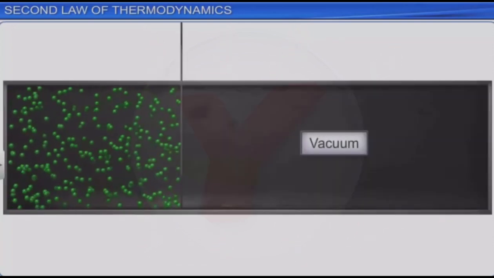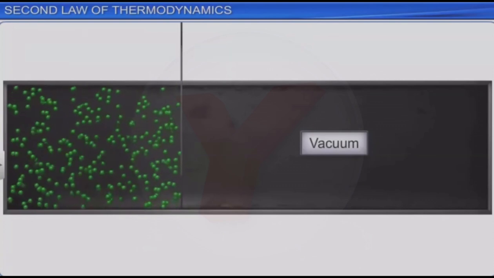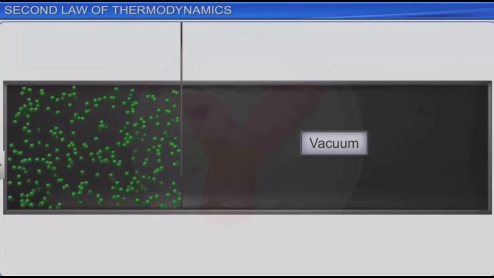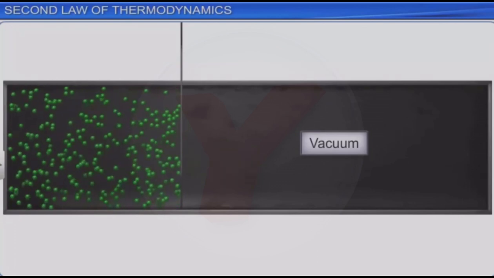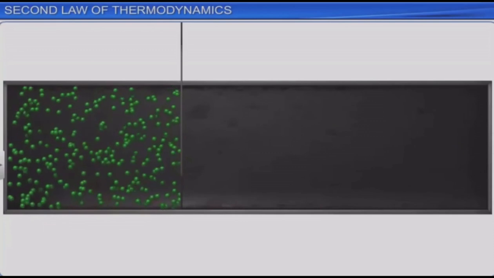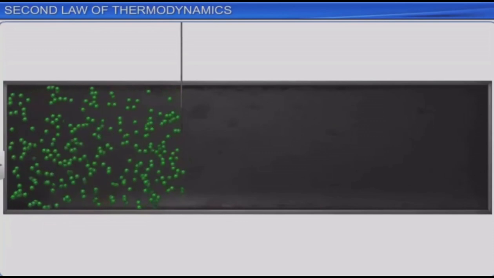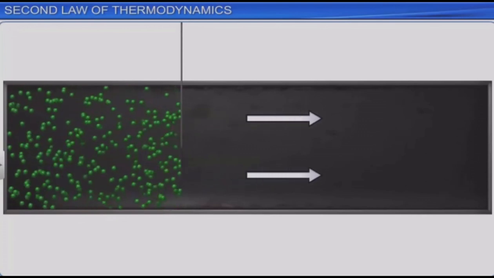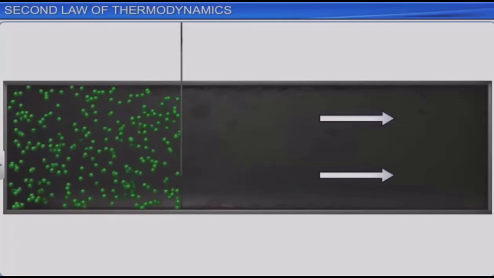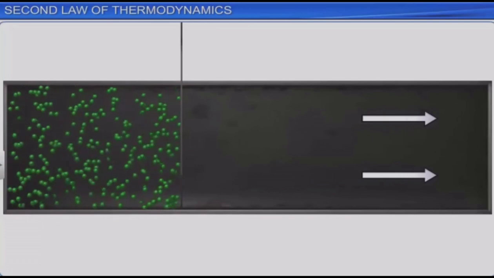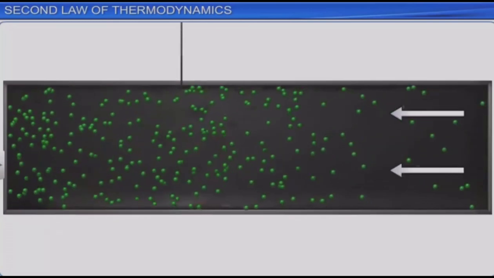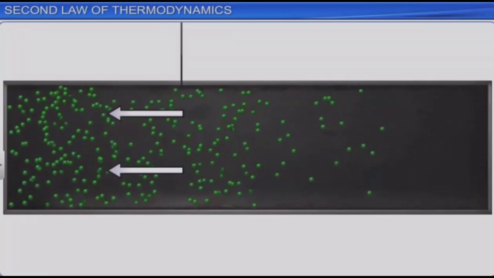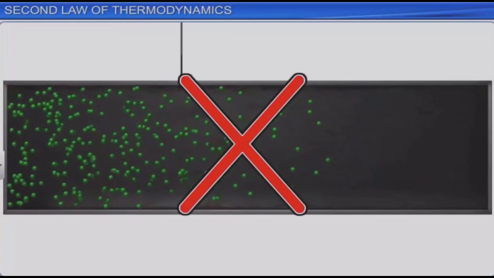Consider a metallic box with two chambers separated by a partition. One of the chambers is filled with some gas and the other chamber is empty. If the partition is lifted, we all know that the gas diffuses to the other chamber. Can the diffused gas molecules on their own move back and occupy the first chamber only? That will probably never happen.